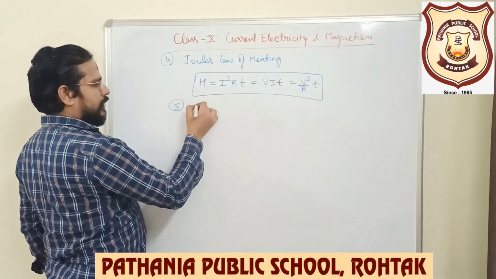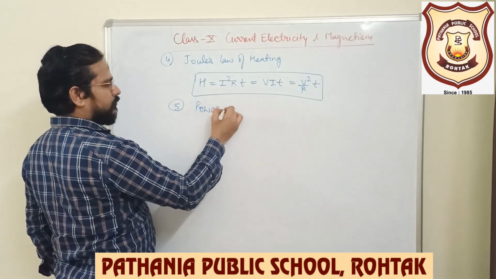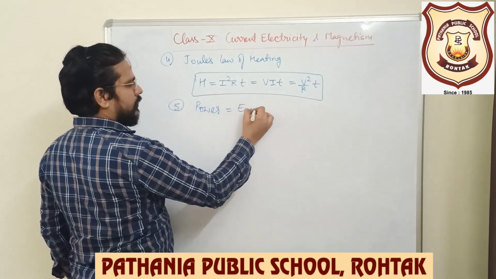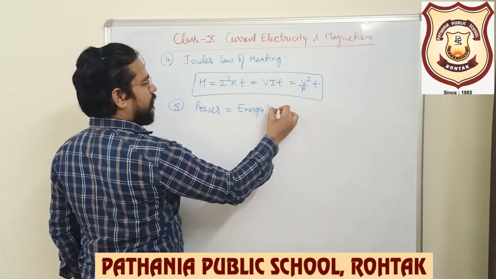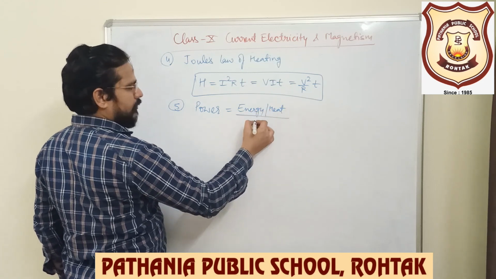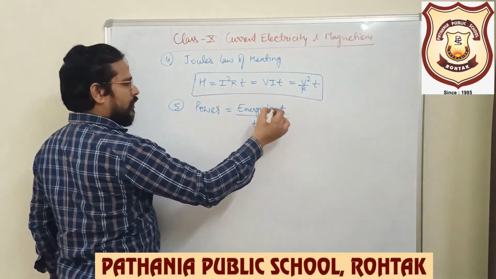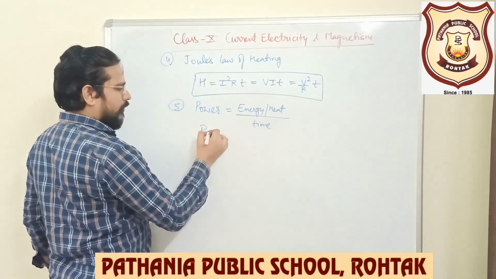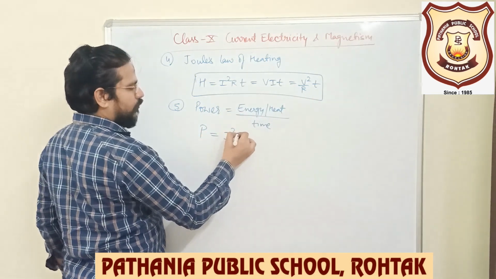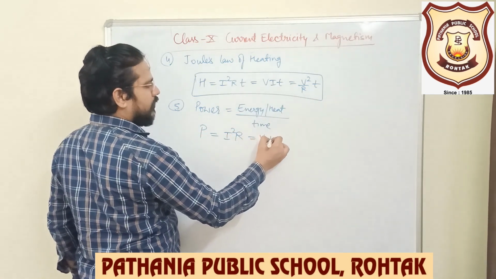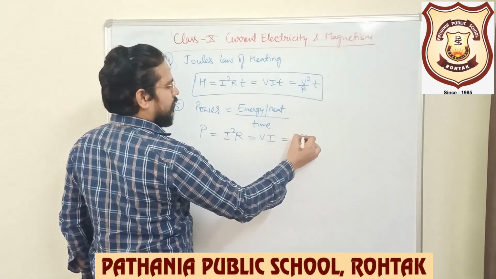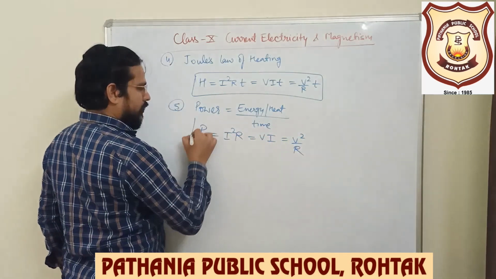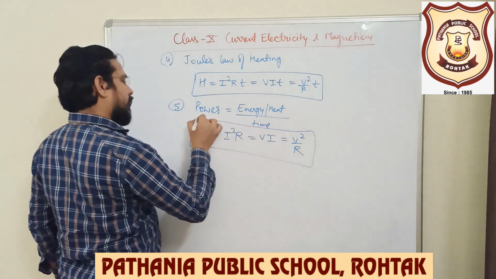The fifth point is electrical power. Power is defined as energy or heat developed or dissipated divided by time. So if I divide all these formulae by T, they will become formulae of power. P is equal to I square R, P is equal to VI, P is equal to V square by R. These are the formulae for power.